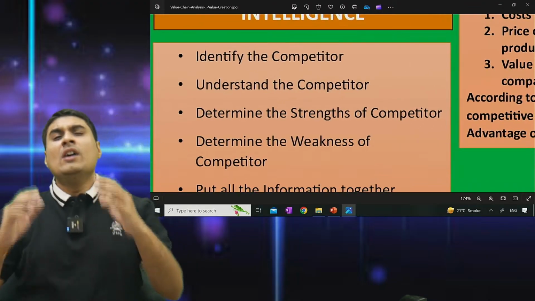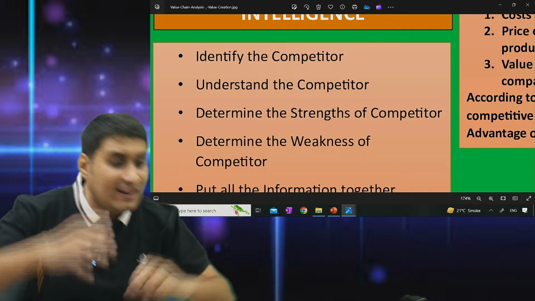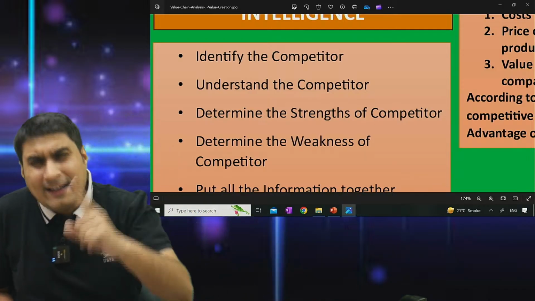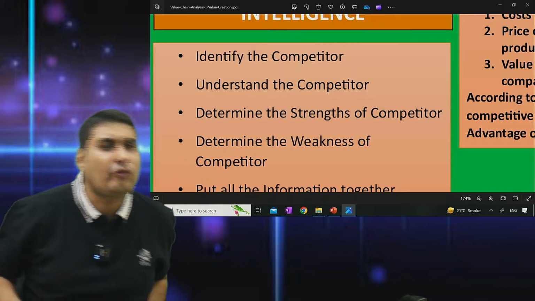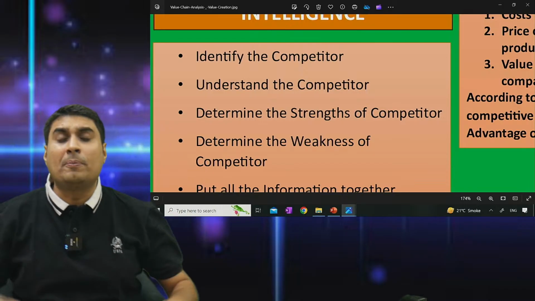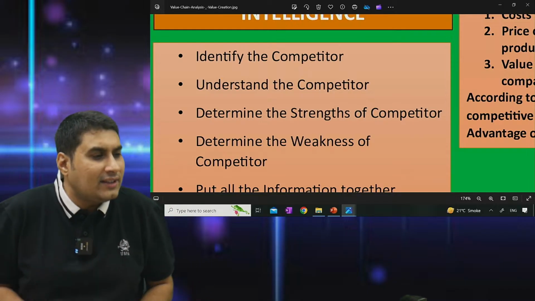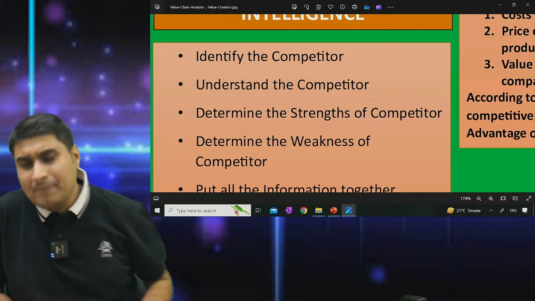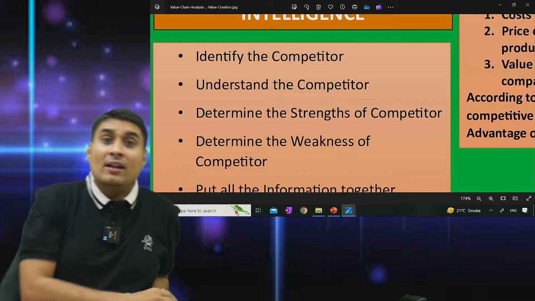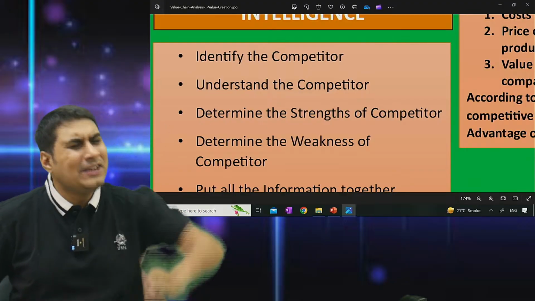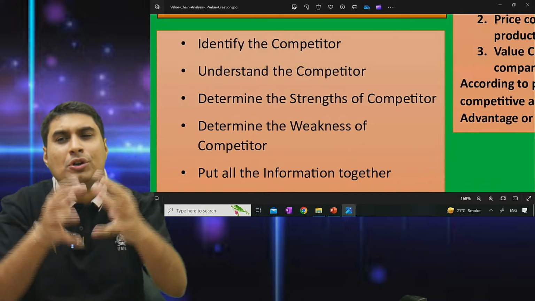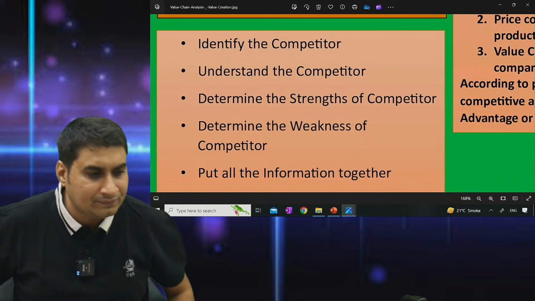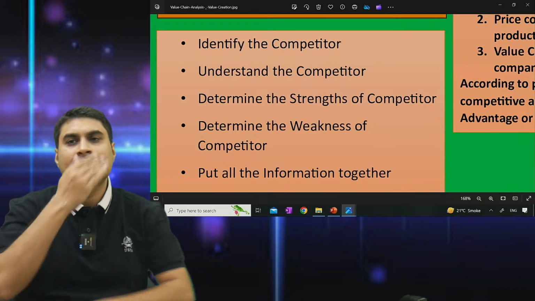Tell me 5 points, the steps to understand competitive landscape or intelligence: identify the competitor, understand the competitor, determine the strength of the competitor, determine the weakness of the competitor, put all information together. Simple. Small break, 10 seconds.